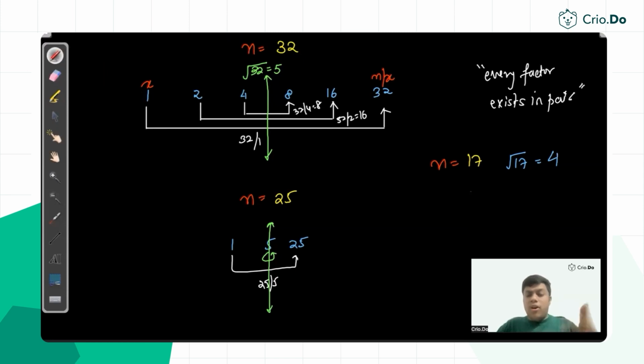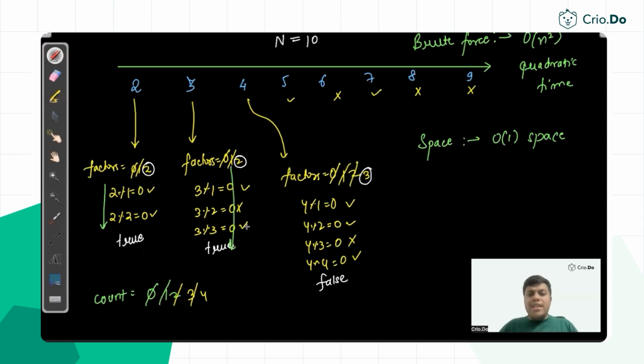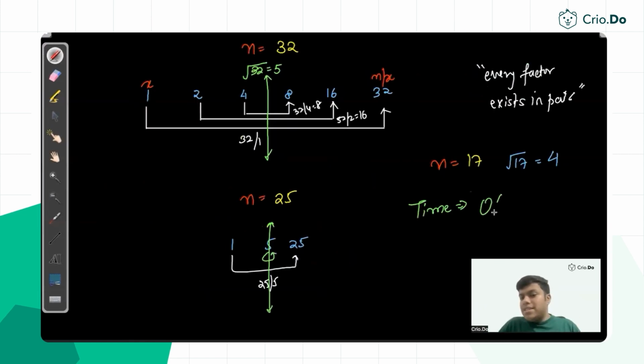So on the basis of this observation, the time to check whether a number is prime or not has been reduced to root n time complexity. The outer loop is still linear, but the inner loop is nothing but root n. So what will be the overall time complexity? It will be n into root n, since for all the numbers we check whether it is prime or not.